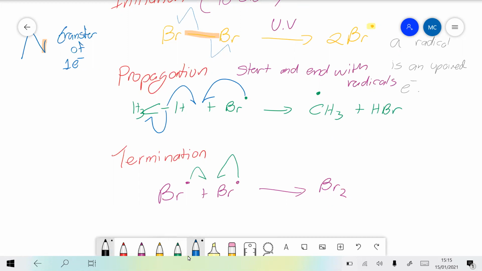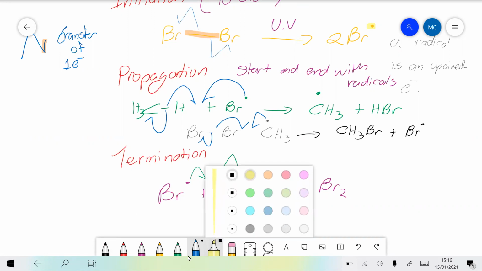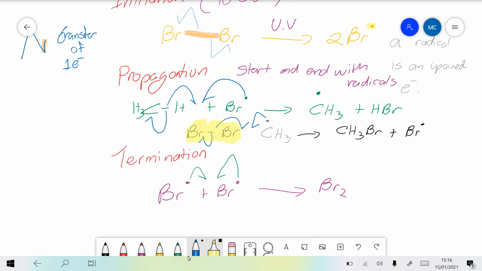Apart from this, then, the methyl radical can react with a bromine to form CH3Br plus Br dot. Now, a lot of students in the past have asked me, if bromine reacts in the first step, why do I still have bromine that can react with the CH3 radical? And the reason is this.